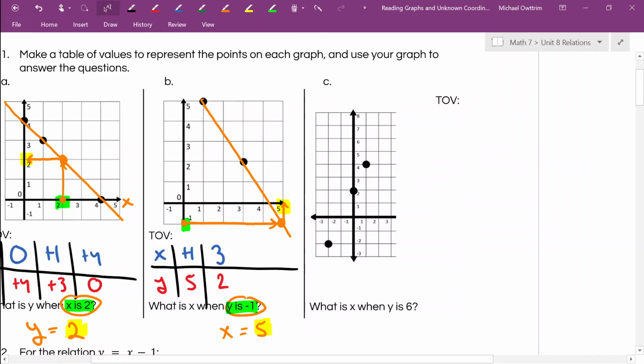Okay, last one here, question C. Again, we're going to make our table of values. Remember, you could also make your table of values vertically. There's no difference between a vertical and horizontal table of values.